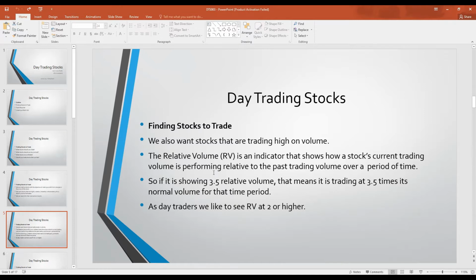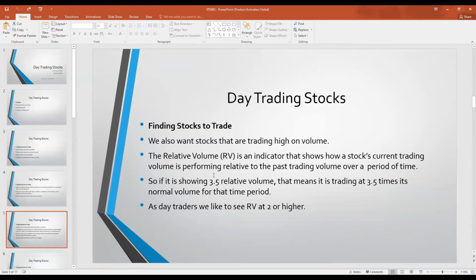As day traders, we want to see a relative volume of 2 or higher. In other words, we want to trade stocks where the volume is trading 2 times higher than what it normally trades. This means that there's some demand for the stock. If the relative volume of the stock is greater than the number 2, I want to emphasize the number 2, this means that it is trading more now than it normally trades. Now, once the relative volume is greater than number 1, it means that the stock is trading more now than what it normally trades. However, as day traders, we want to trade stocks with a relative volume that is greater than number 2.